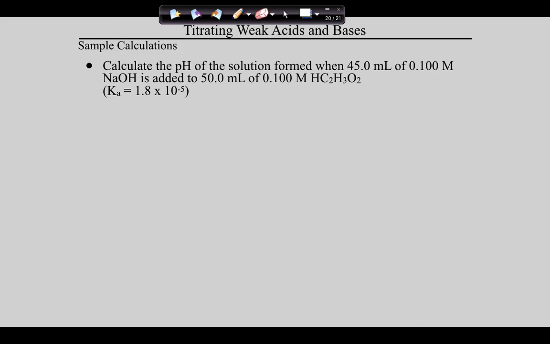So it goes like this. It says calculate the pH of a solution. And guys, I want to do these with you. But it says calculate the pH of a solution that is formed when 45 milliliters of 0.1 molar sodium hydroxide is added to 50 milliliters of 0.1 molar acetic acid.